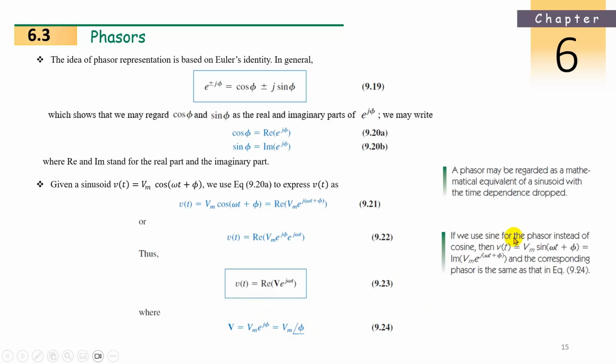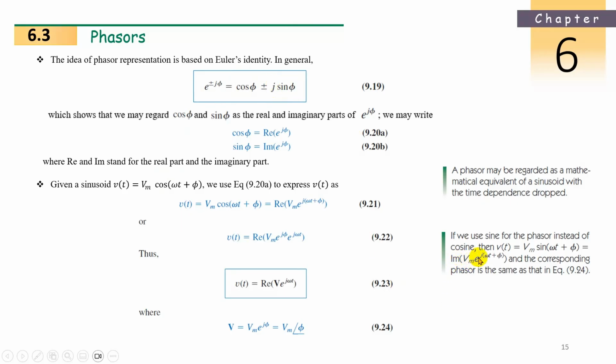If we use sine for the phasor instead of cosine. Here cosine is there. Now if we use Vm sin(omega t plus phi), then how can we write it? We have to use the imaginary part, because here it is cosine, so we use the real part. Now if we have the voltage or current equation in sine format, then we have to use the imaginary part.